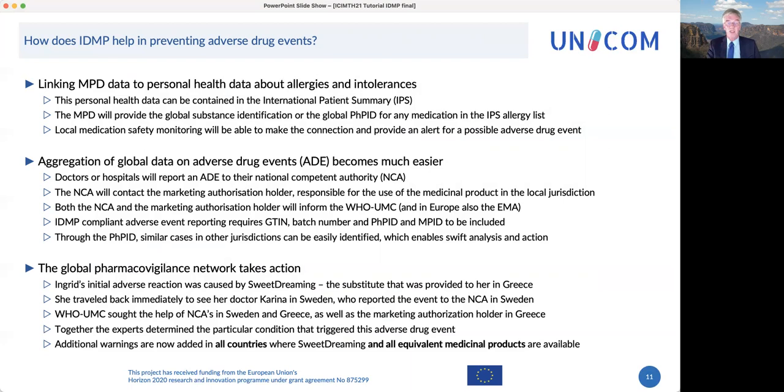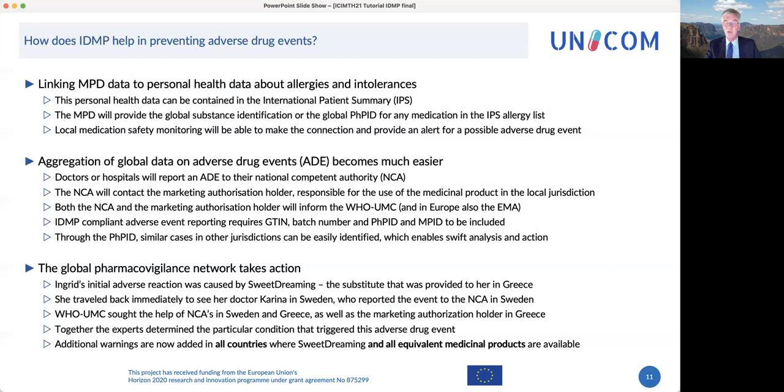And WHO UMC, together with the NCAs in Sweden and Greece, and the manufacturer or marketing authorization holder in Greece, could work out what could have happened, what could have been the cause for Ingrid to have these bad reactions. And of course, her doctor, Karina in Sweden, plays a role in that as well. So together, the experts from the different parties, hospital, competent authorities, the marketing authorization holder, they could find out what was actually wrong. What was the particular condition that triggered this adverse drug event?